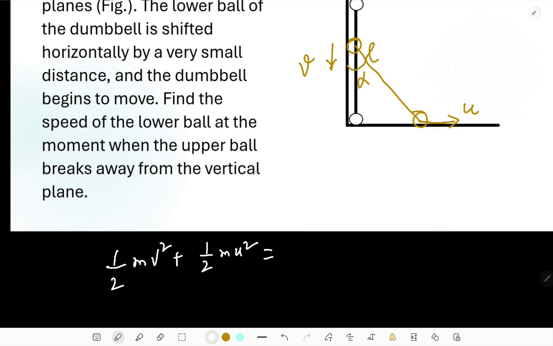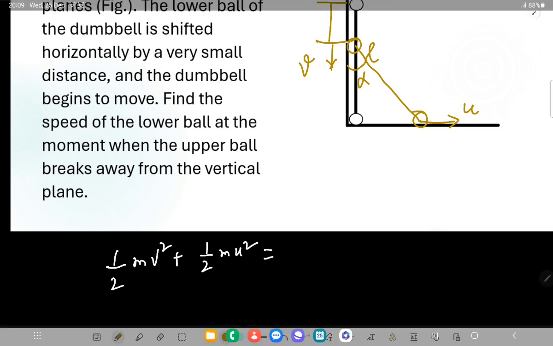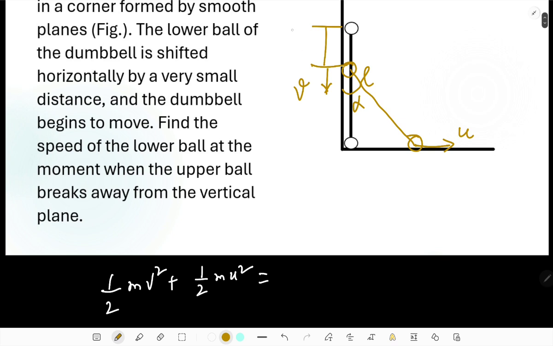So this height I need to find, and the total length was L. And this length is L cos alpha. That means this length is L minus L cos alpha. That is the height they have come down. So it is the cost paid in the form of potential energy: the gain and the loss, m g L times 1 minus cos alpha. Yeah, that's right.